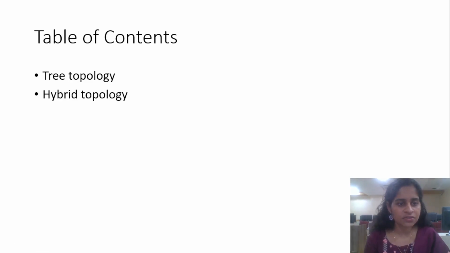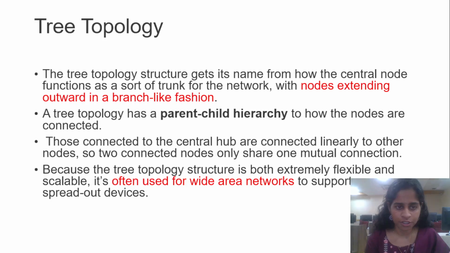Today we will discuss tree topology and hybrid topology. Tree topology means the nodes extend outward in a branch-like fashion. So in tree topology, the nodes extend outward like branches. Here we have a parent-child hierarchy to which the nodes are connected.